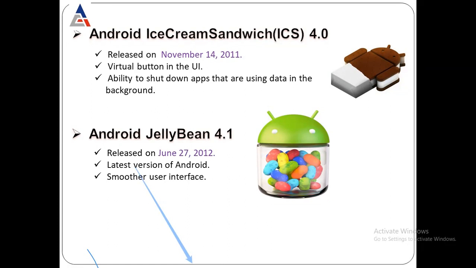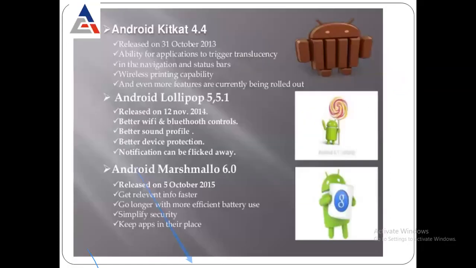Jelly Bean has a smoother, more beautiful user interface. Then after Jelly Bean, the next version is Android KitKat 4.4, released on 31st October 2013. It has the ability for applications to trigger translucency in the navigation and status bars. Wireless printing capability is available in this Android operating system, and even more features are being rolled out. Then after KitKat, the next version is Lollipop, released on 12th November 2014. Lollipop has better Wi-Fi and Bluetooth control, a better sound profile, and better device protection. Notifications can be flicked away in Lollipop.